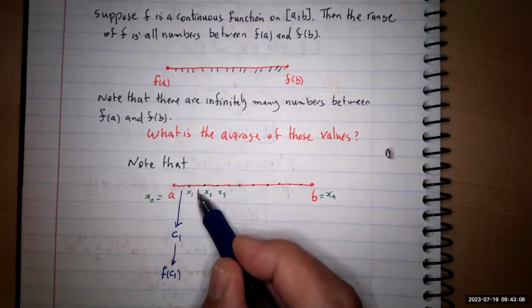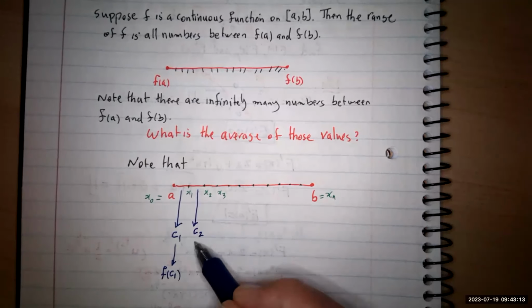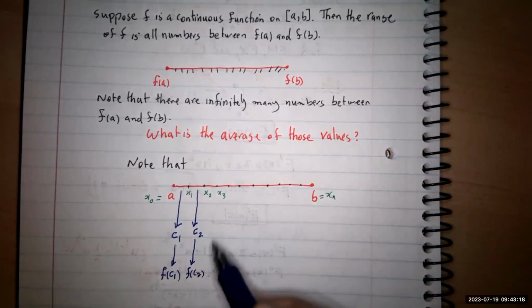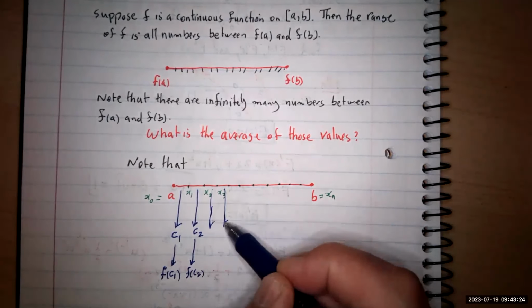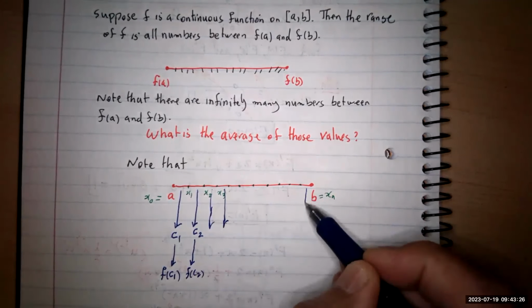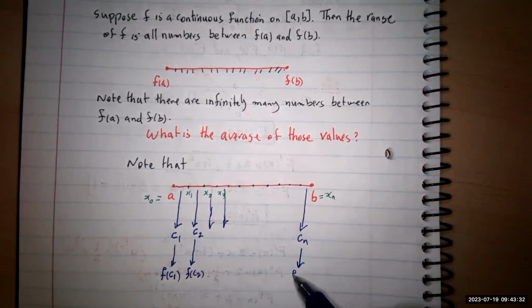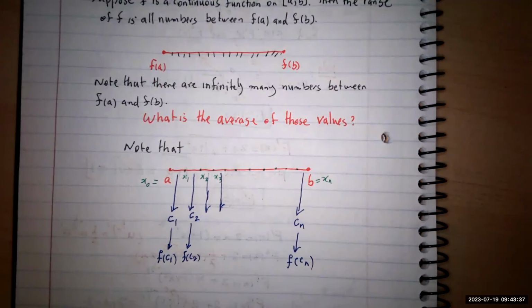I do the same for the second one. I go inside the second interval, pick a number, call it c2, and drop it into the function to get f of c2. I continue taking different representatives. Finally my representative would be cn, and I pick f of cn. Instead of considering all the infinitely many values between f of a and f of b, now I have n numbers.